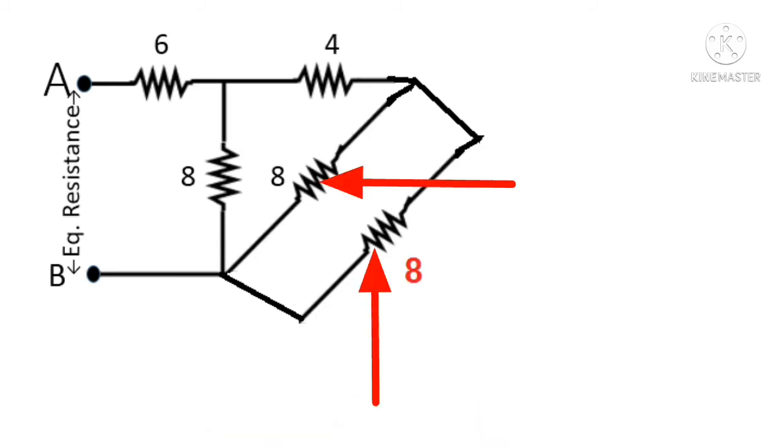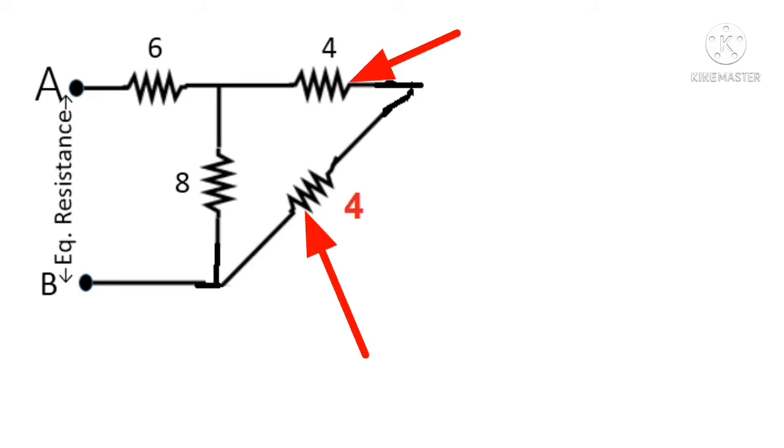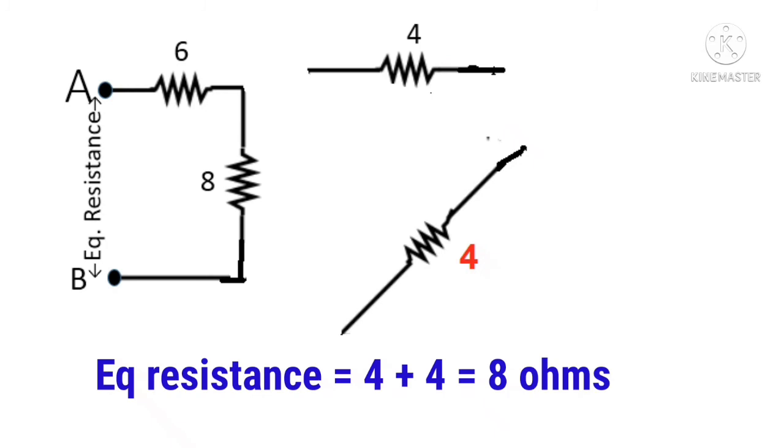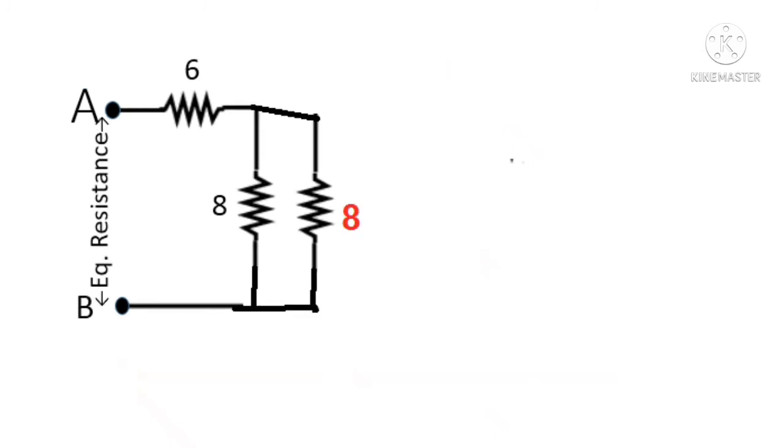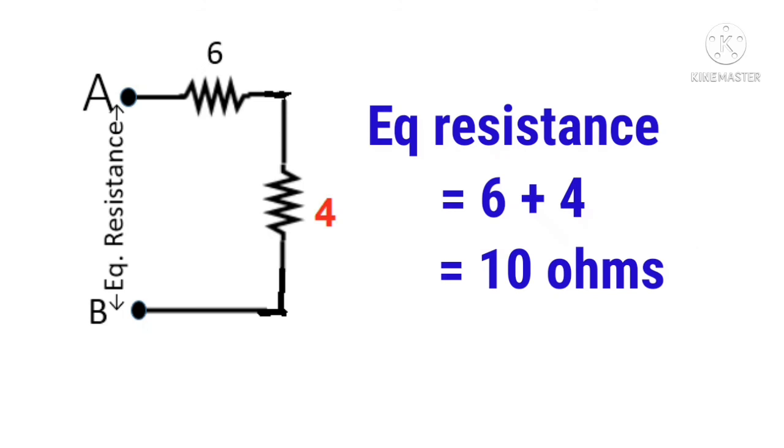These 8 ohms and 8 ohms resistors are combined in parallel, so can be replaced. Equivalent resistance is 4 ohms again. Now remove these 4 ohms and 4 ohms resistors as they are in series combination. Circuit is now very easy. Now 8 ohms resistors, 2 8 ohm resistors are combined in parallel. So replace these two also by their equivalent resistance. Final equivalent resistance is 6 plus 4 equals to 10.